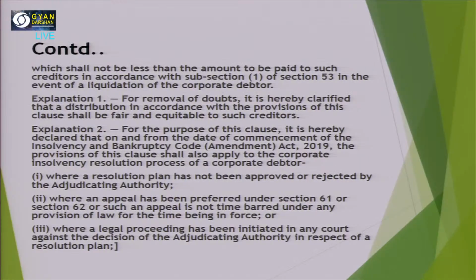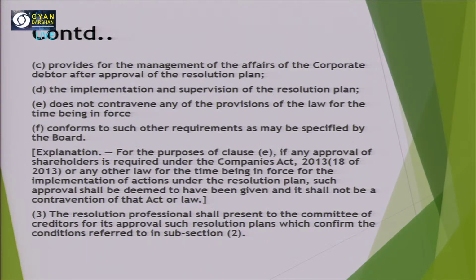If the plan has not been approved or rejected, but it is lying with the adjudicating authority, then we have to apply these provisions and get the plan modified accordingly. Then, where an appeal has been preferred under section 61, 62, and such appeal is not time barred, there also this provision will be applicable. Or wherein a legal proceeding has been initiated in court against the decision of the adjudicating authority in respect of the resolution plan, in such a situation also these provisions apply and the plan has to be modified as per the requirements of the law under section 30 subsection 2.